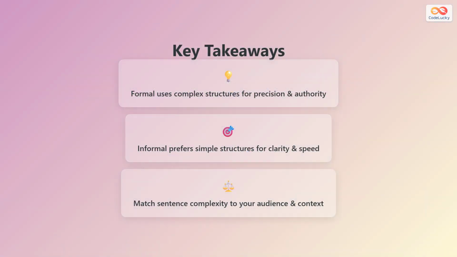Remember these important points. Formal English uses complex sentence structures to show precision and establish authority. Informal English prefers simple structures for clarity and speed. The most important lesson is to match your sentence complexity to your audience and context. Think about who you are writing to and why before you choose your sentence structure.